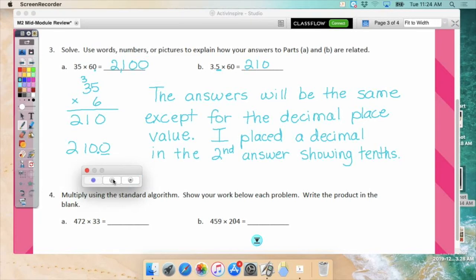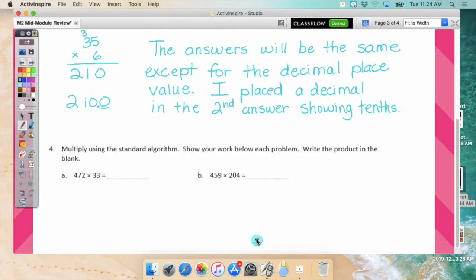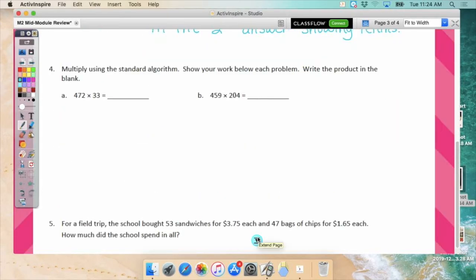That's a good idea, though. Okay, let's look at the next one. So you've got one that's a little different on yours.